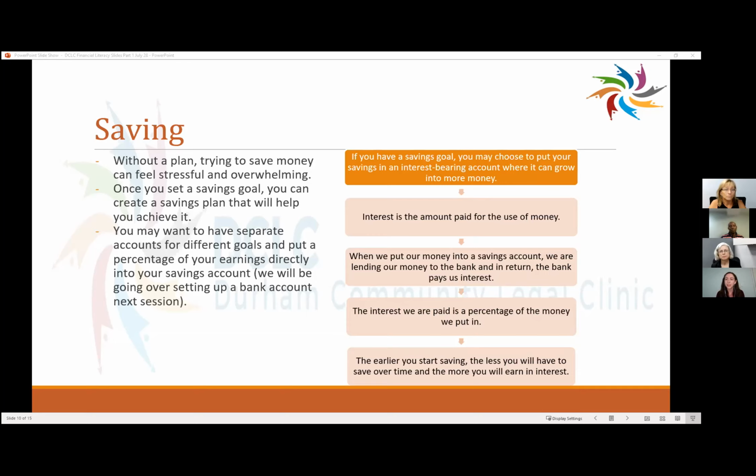And basically what that means is that the earlier on it's possible for your own situation to start saving, the less you're going to have to save over time, because you're going to be earning that interest.